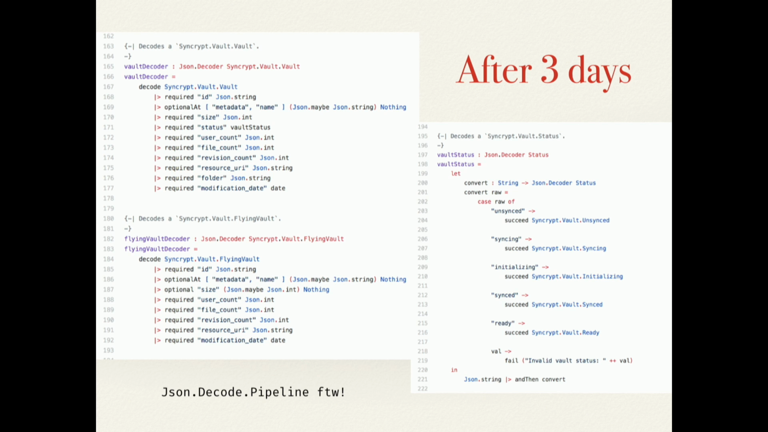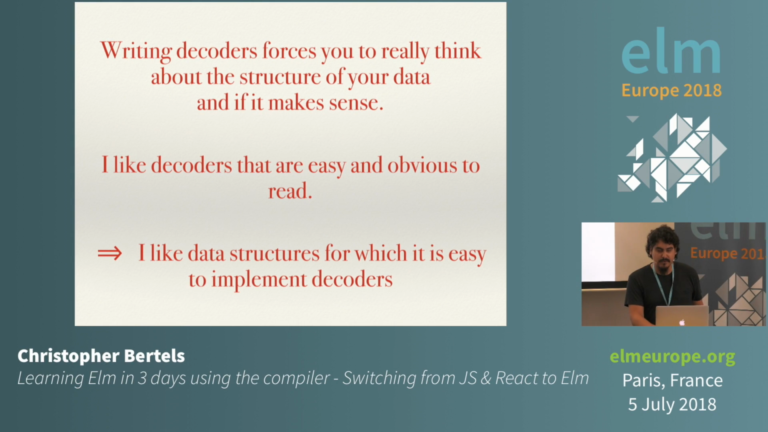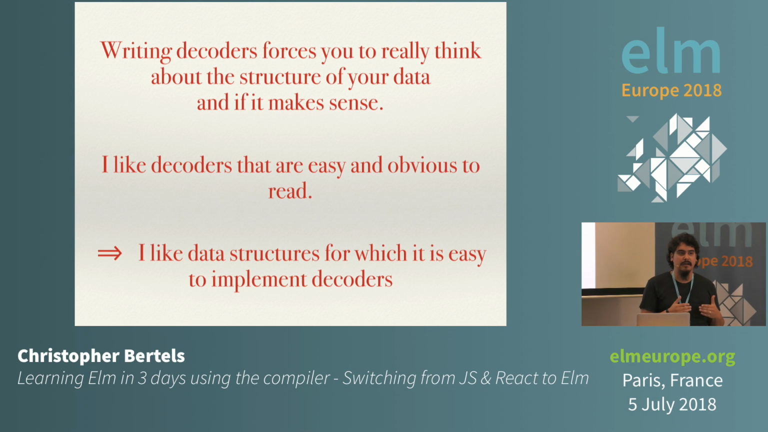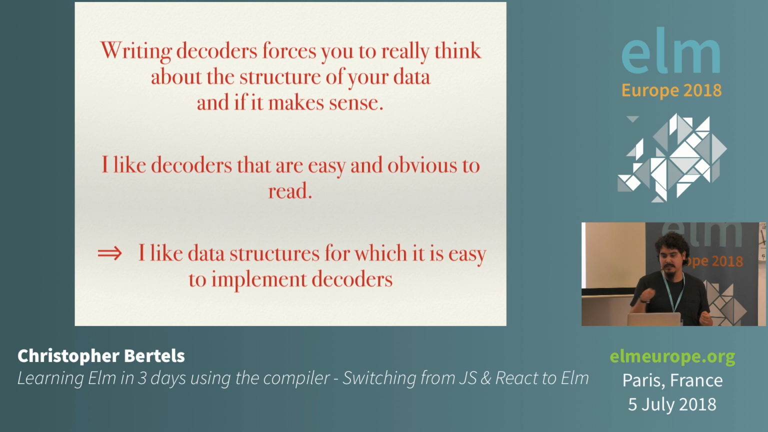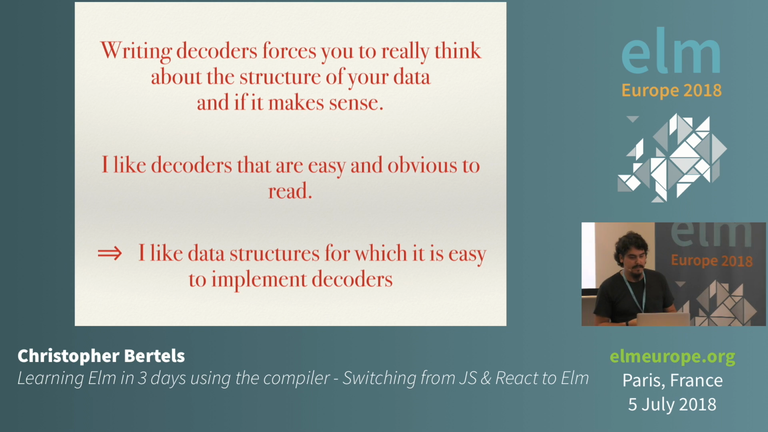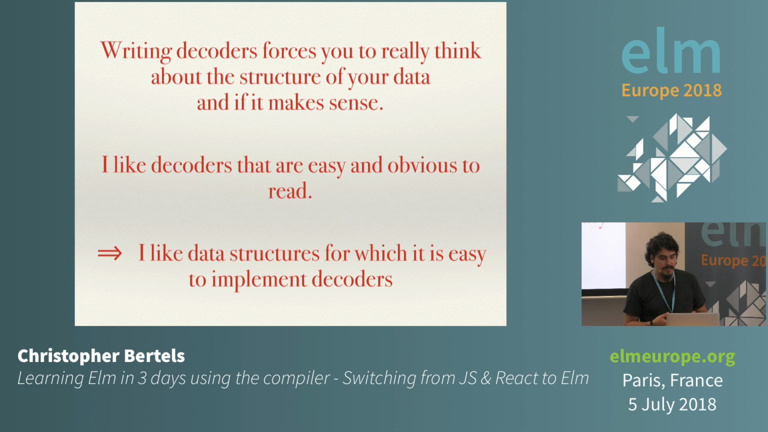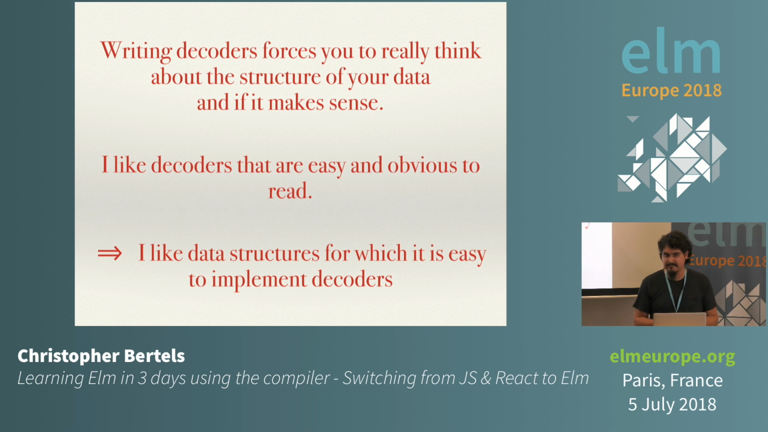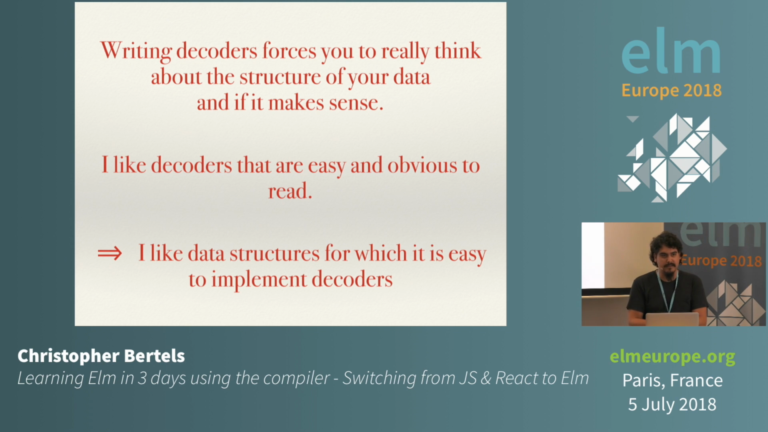One thing I noticed, though, is by using decoders, we were forced in some cases to change the data that we're sending from the daemon to the client because it just made writing the decoders pretty difficult. And that usually hints that the data model maybe isn't the easiest you can make it. So I like decoders that are easy and obvious to read, and that kind of means that I like data structures for which it is easy to implement decoders. You might not always be able to do that, but if you can, I think it makes sense to just restructure your data, and then everything usually becomes a lot easier.